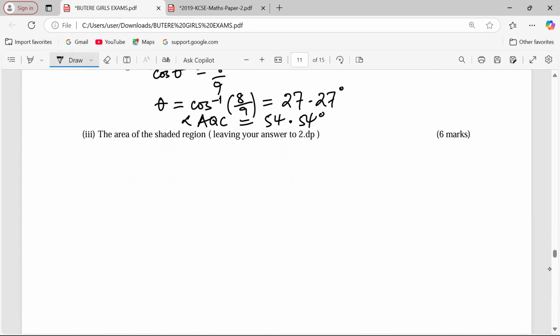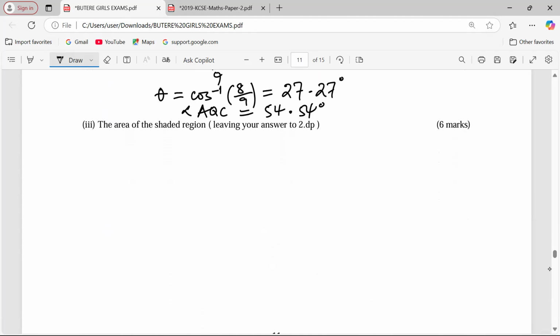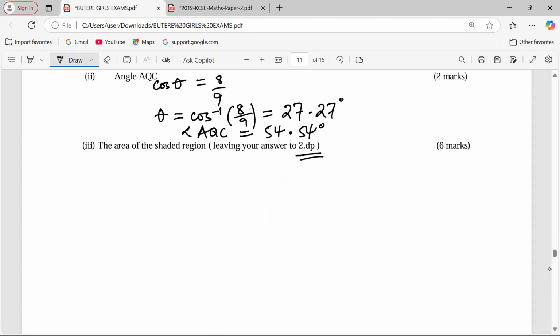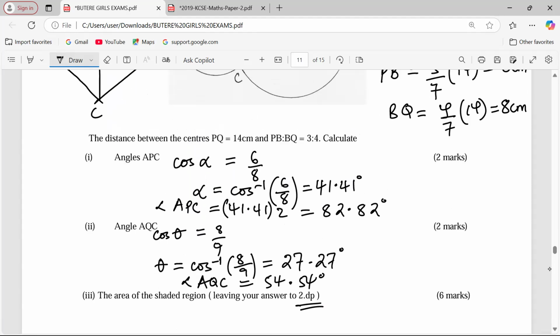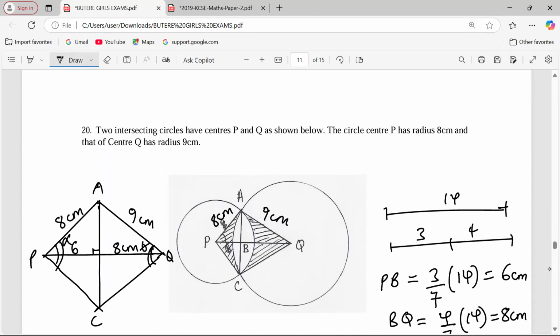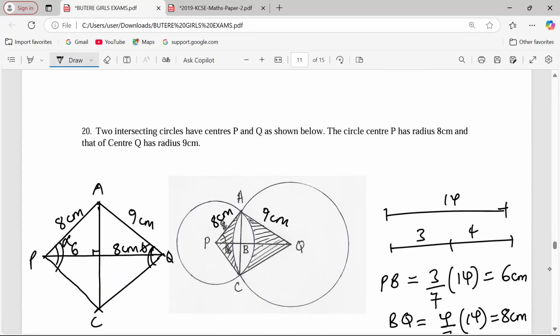Now, in part 3 of this, we are finding the area of the shaded region, and the answer will be left to 2 dp, or rather 2 decimal places. Let's look at that.